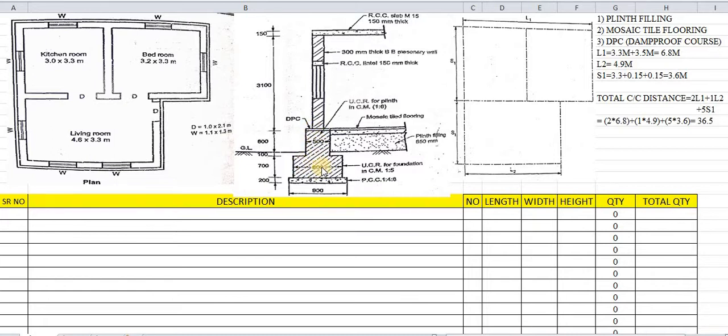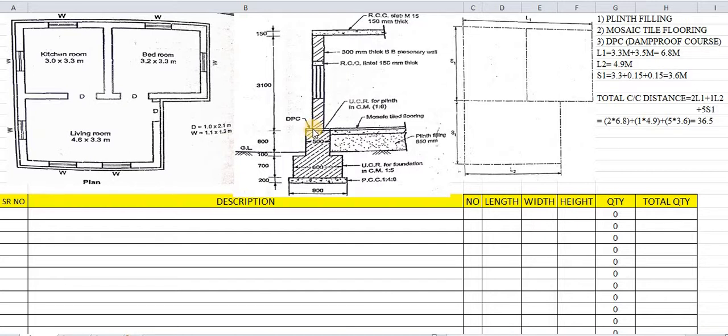This is the first step UCR, which has a width of 600. This is the second step UCR, which has a width of 500. That means this top surface has been laid with DPC, which has a negligible thickness. Okay? Therefore the thickness has not been mentioned. It is near about 12 mm or 15 mm, or it may be 20 mm also. So the thickness of DPC is very negligible.